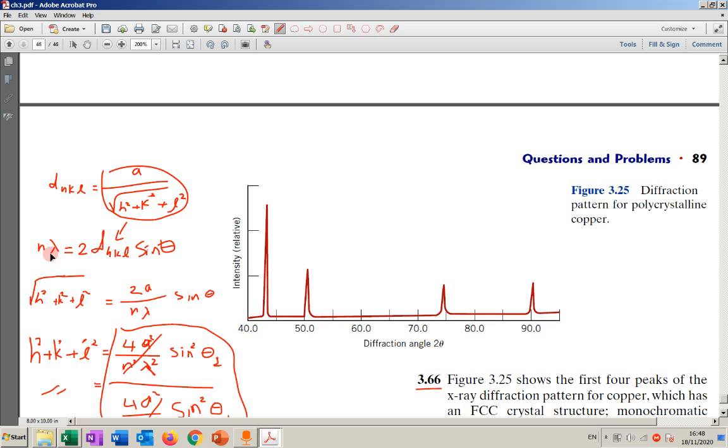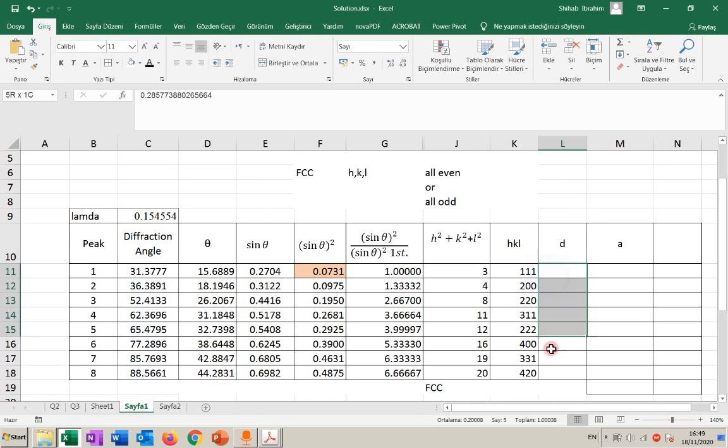Why? Because I have n lambda, I have sine theta, so I can find d_hkl, then I can find a. I prefer it in this manner. In order to find d_hkl, we'll say n lambda divided by 2 sine theta. I have the theta, so I can calculate them. Those will be the values of d.